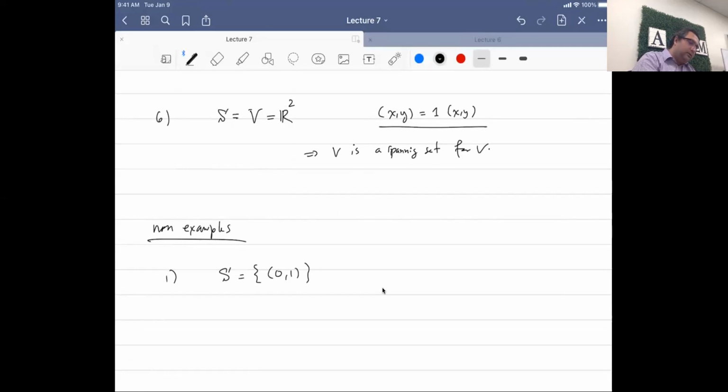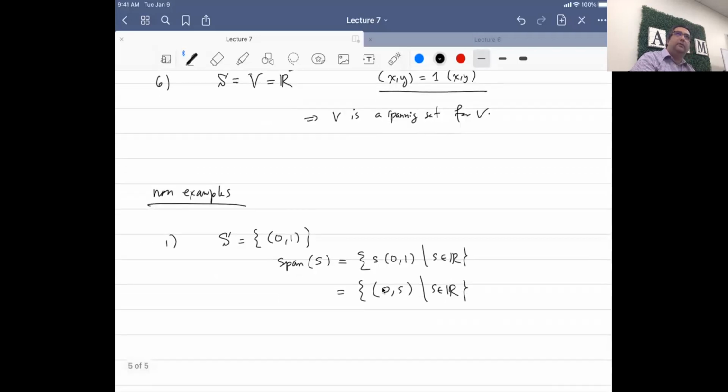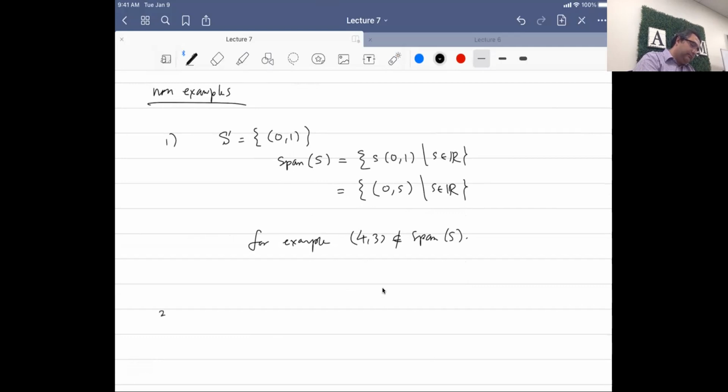Correct, right. So let's consider the span of S. Let's realize it. What is it? Isn't it just the set of all S times 0, 1, right? That means the set of all 0, comma S. Would that be a spanning set? And you should say no by simply bringing a counterexample. Can you give me a vector in R2 which does not belong to the span of this? For example. Okay, so that cannot span the entire space.